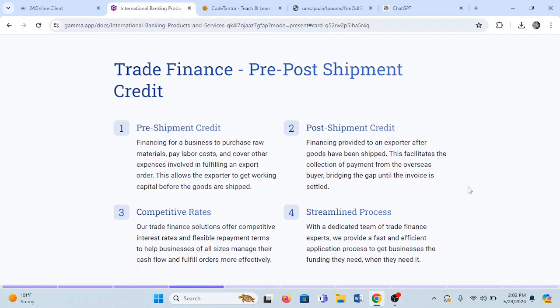So yes, you can get this under pre and post shipment credit. Shipment means you are sending some goods out of India. Pre means before sending the goods out of India, you get some financial support. Post means once the shipment has gone and is maybe in process or in transit, you can further get some funding from your bank to take care of your day-to-day expenses or working capital requirement.